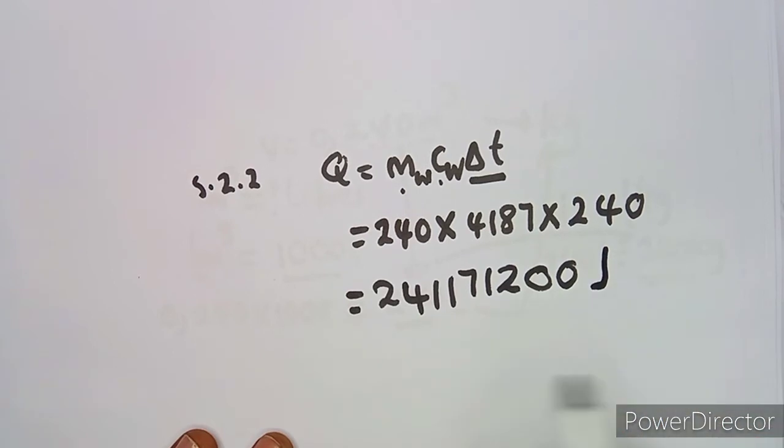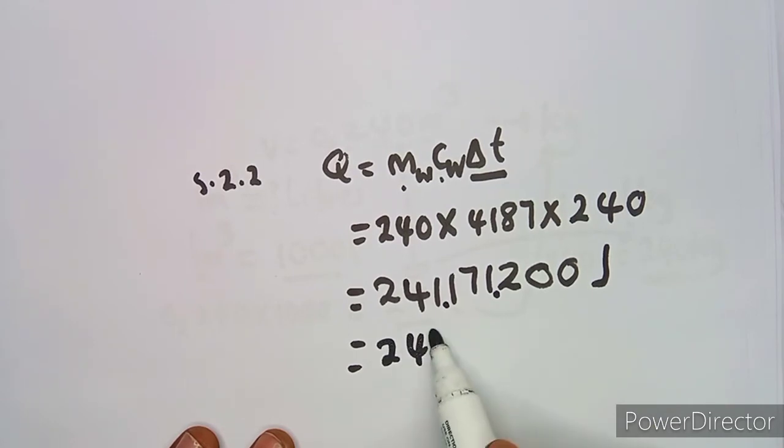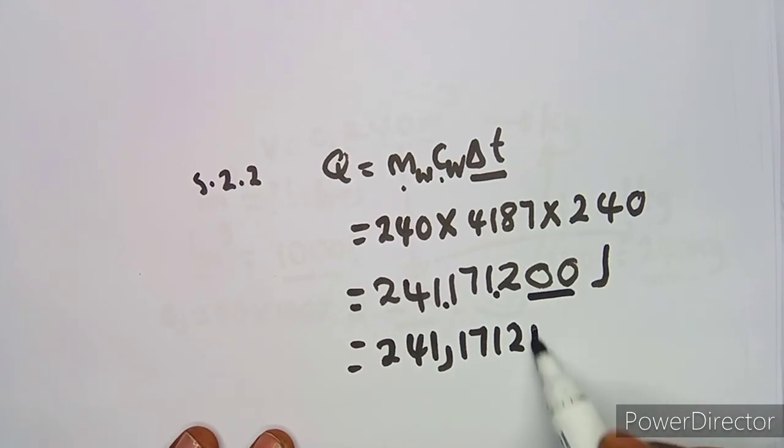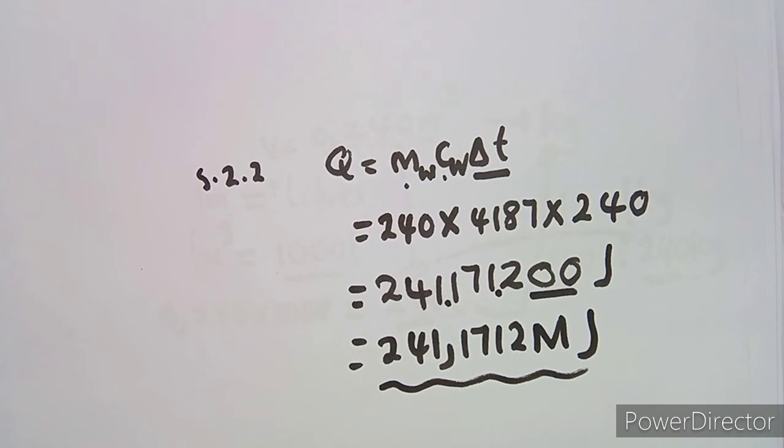which is in joules. You can put this in megajoules, so it's 241.1712. These zeros are not important, so it's now in megajoules. Or you just divide by 10 to the power of 6, because mega is 10 to the power 6, so that you can write it as mega. So that's it, guys.